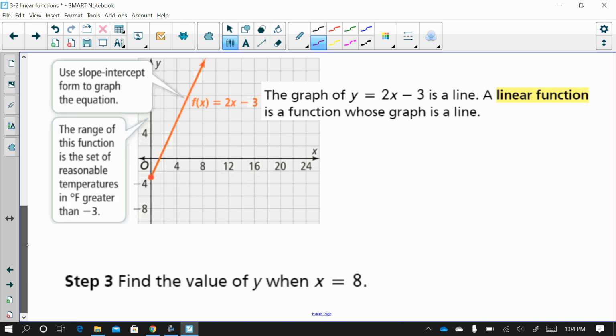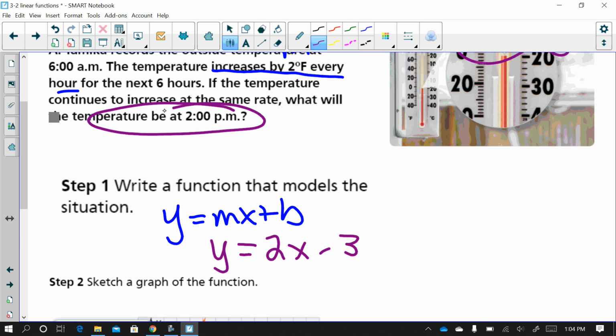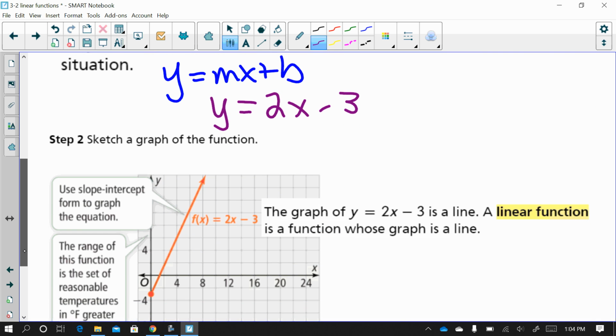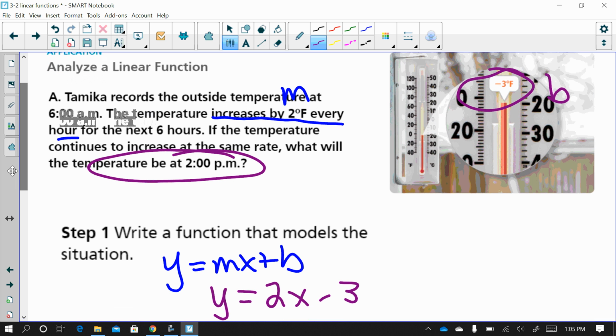But has that answered the question? The question says, what will the temperature be at 2 o'clock p.m.? Well, I've got this equation, I've got this graph. Does that help me get to 2 p.m.? Well, let's read what the problem said. We know the temperature is increasing every hour. Does 2 o'clock tell us how many hours have passed? No. So we need to figure out from our starting time how many hours pass till we get to 2. That will be the x value we plug into our equation.